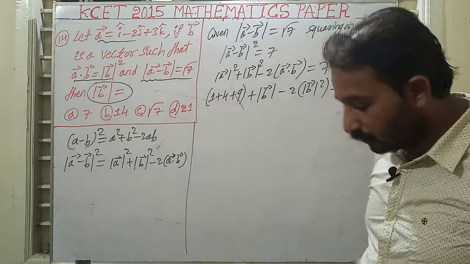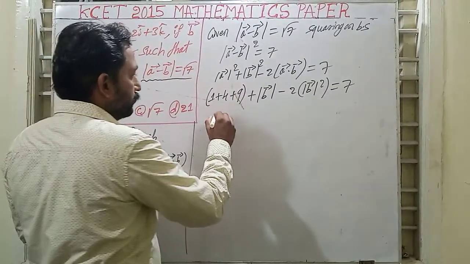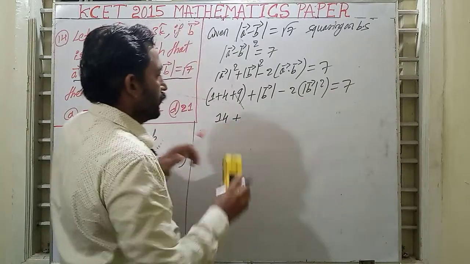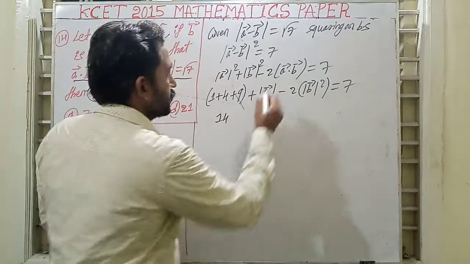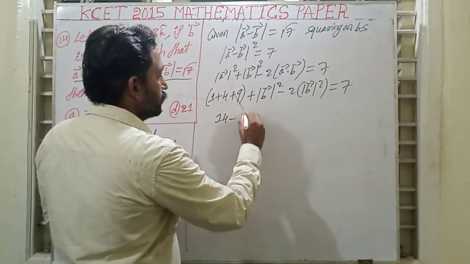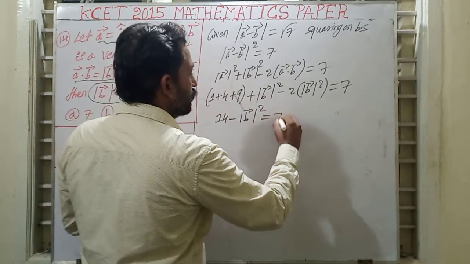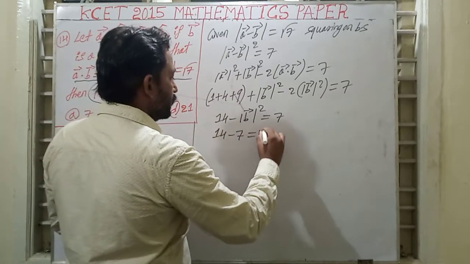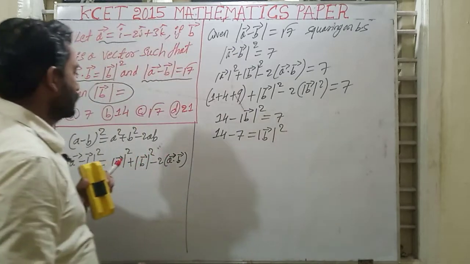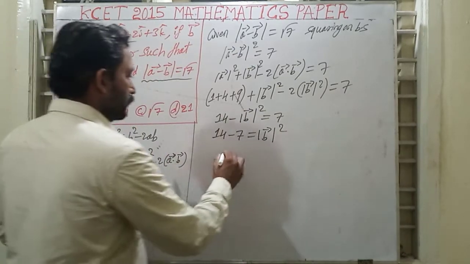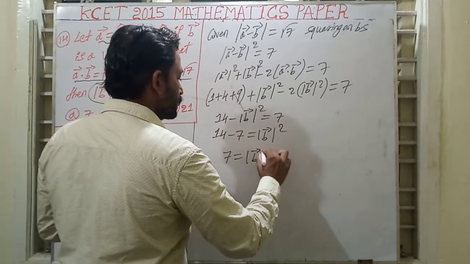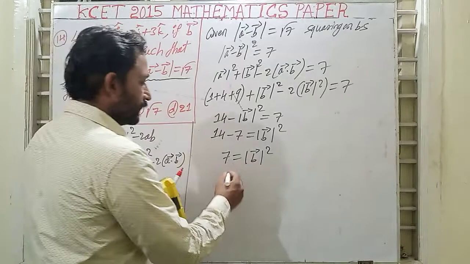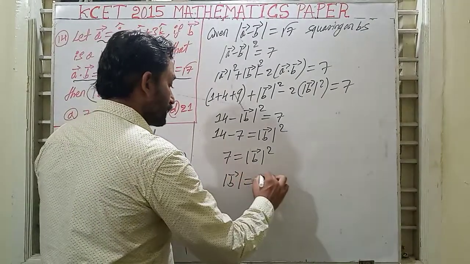Equal to 7. So 9 plus 1 is 10, 14 plus 4 is 14, minus magnitude of b square minus magnitude of b square is equal to 7. So now 14 minus 7 is equal to magnitude of b square. Okay, 14 minus 7 is equal to what? 7. 7 is equal to magnitude of b square. Now remove the square. So we get the answer magnitude of b is equal to plus or minus 7.